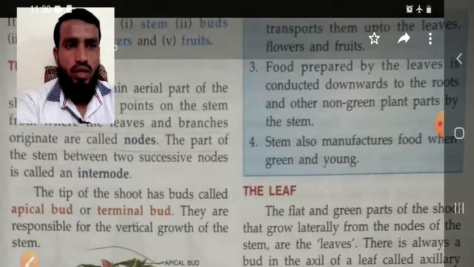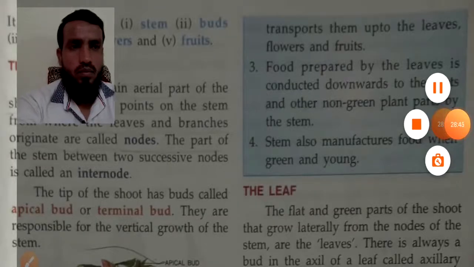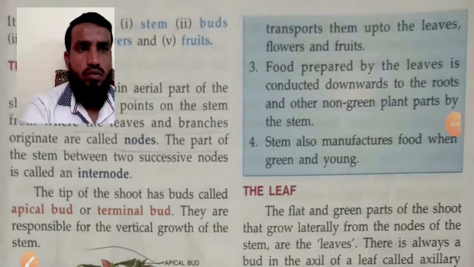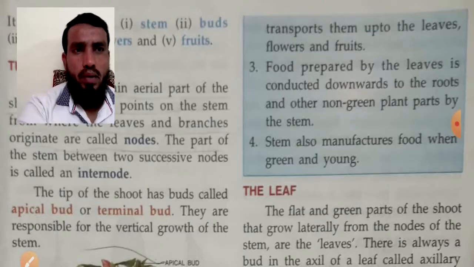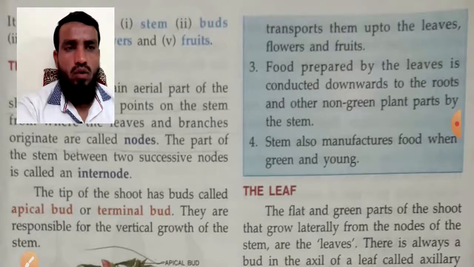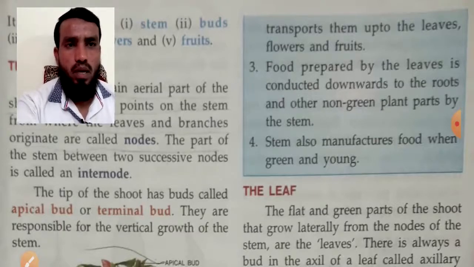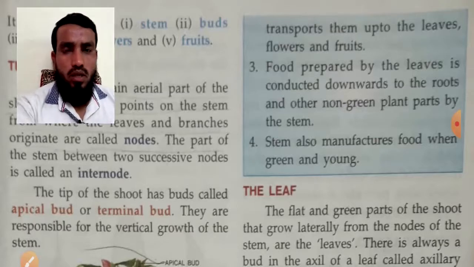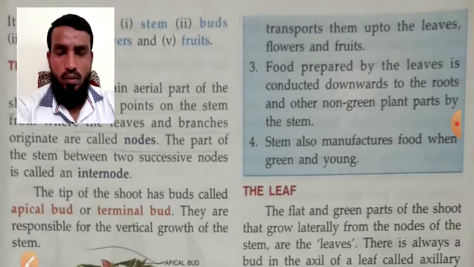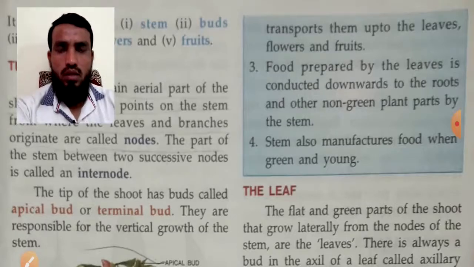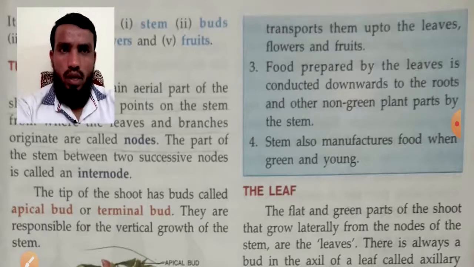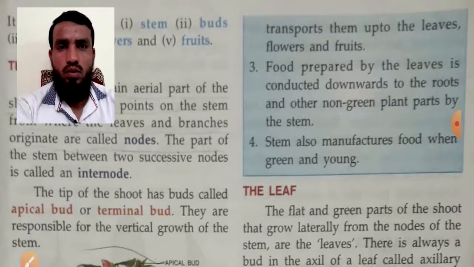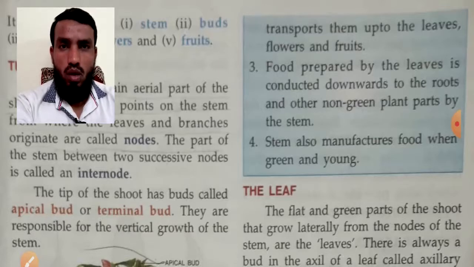And the next point we can see, the fourth point: food prepared by the leaves is conducted downward to the roots and other non-green plant parts by the stem. Now the production of our energy in the form of glucose happens in the leaves only, but there is a requirement of energy in all parts of the plant. So the energy in the form of glucose, or in the form of starch, is moved from the leaves to all parts of the plant, and that is transferred by the stem only.